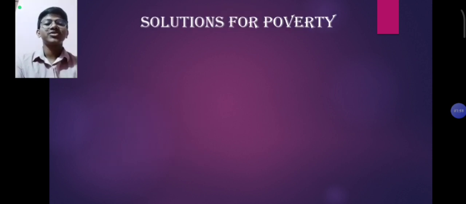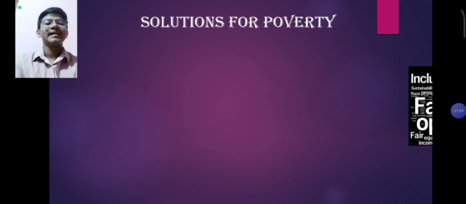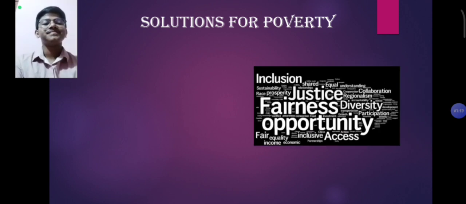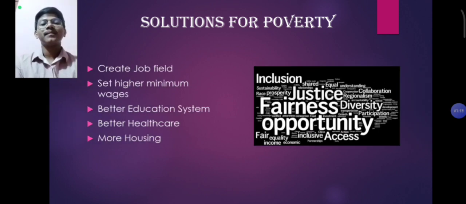Now the solutions of poverty. This poverty problem can be solved, and to solve this problem we need to create job fields, set higher minimum wages, a better education system, better healthcare, and more housing.